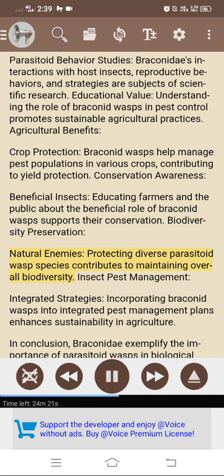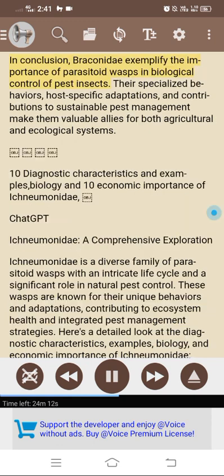Biodiversity preservation. Natural enemies. Protecting diverse parasitoid wasp species contributes to maintaining overall biodiversity. Insect pest management. Integrated strategies. Incorporating these wasps into integrated pest management plans enhances sustainability in agriculture.